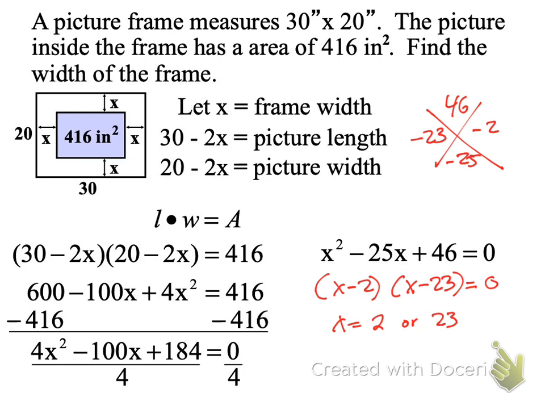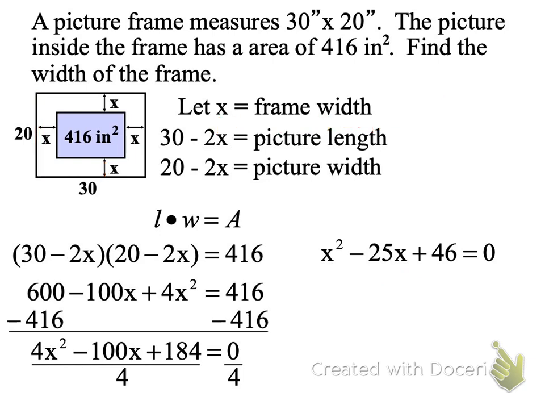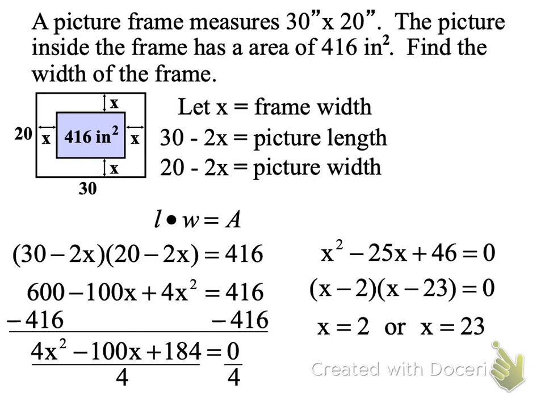Because the picture width is 20 already, so you can't have... Right, and if I substituted 23 here, first of all, 2 times 23 would be 46, and 30 minus 46 would be negative 16. You see how that doesn't work? Also, like what Gracie said, the width of the frame is not going to be bigger than the width of the whole thing. So, my best answer here is 2. The width of the frame is 2, and it's in inches.